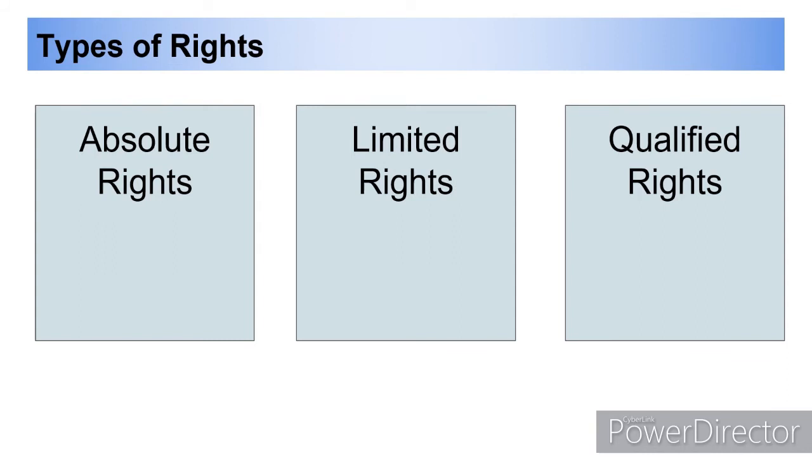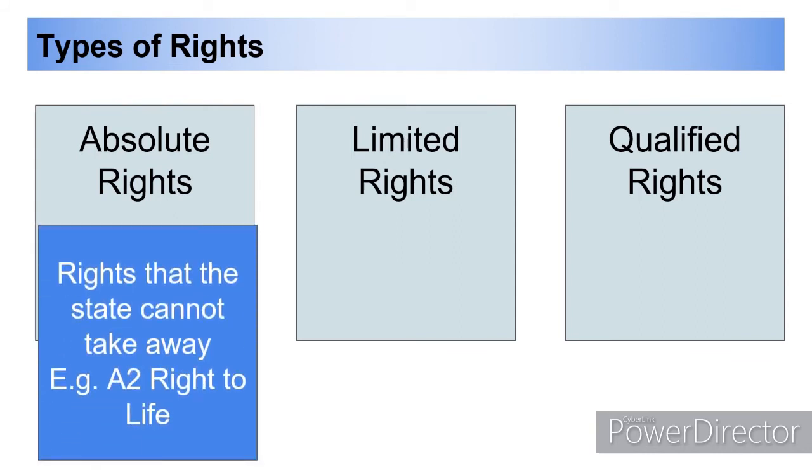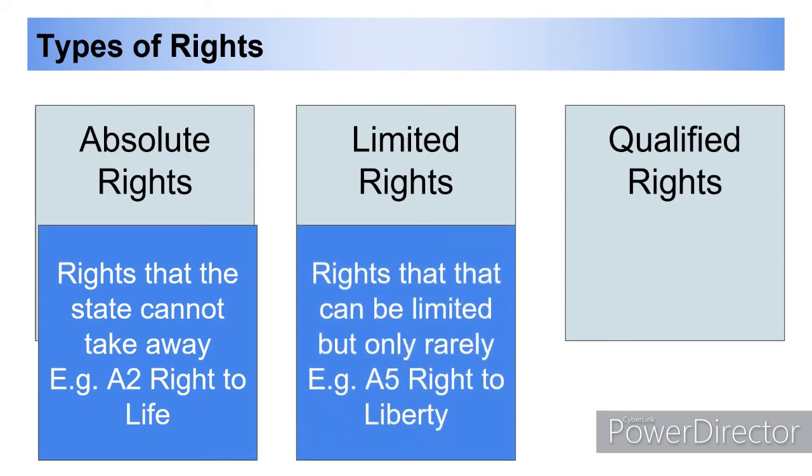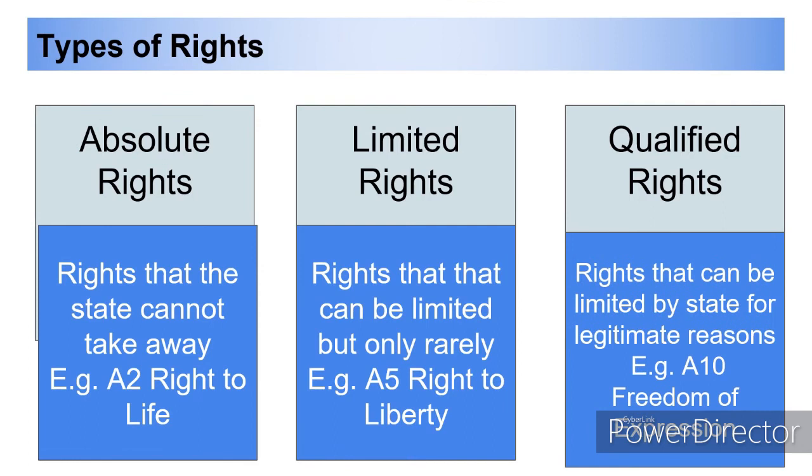So absolute rights, they're rights that the state cannot limit in any way, such as the right to life. Limited rights can be limited, but only rarely, such as Article 5, the right to liberty. And qualified rights are a little more flexible because the state can limit these for legitimate reasons, such as freedom of expression, Article 10. Let's look at limited and qualified rights in a little more detail.